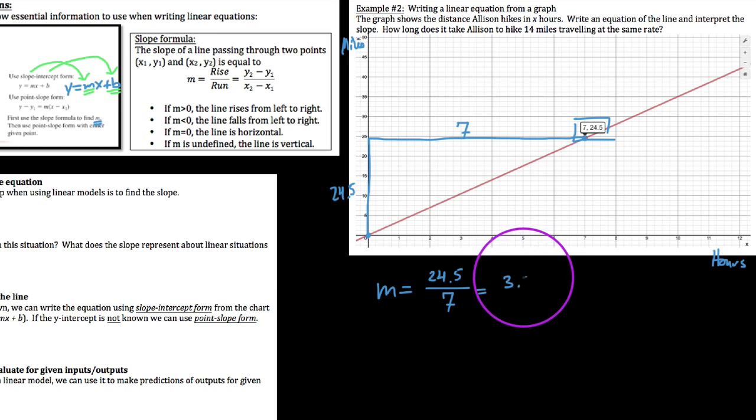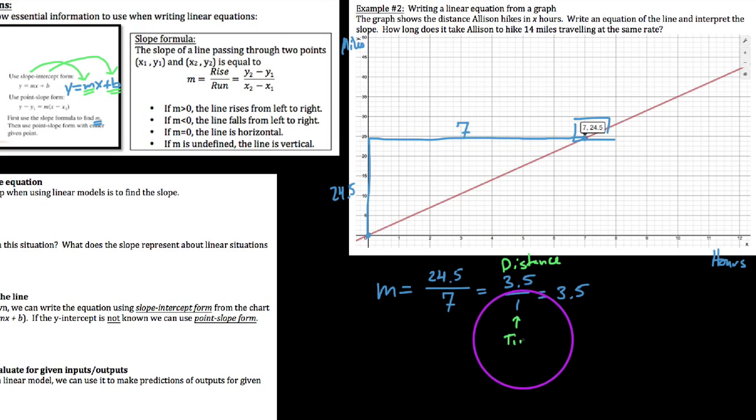So I actually want to interpret this value, 3 and a half, recalling that this top number, this change in y, is representing a distance, and the bottom number, this change in x, is representing a time. So when we talk about what the slope represents here, how should we interpret the slope?